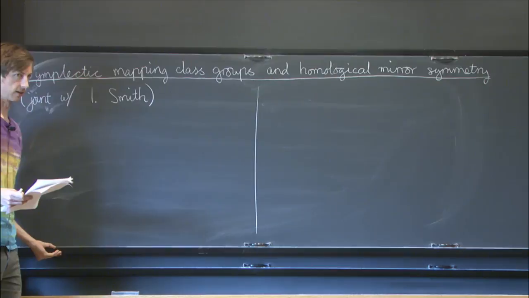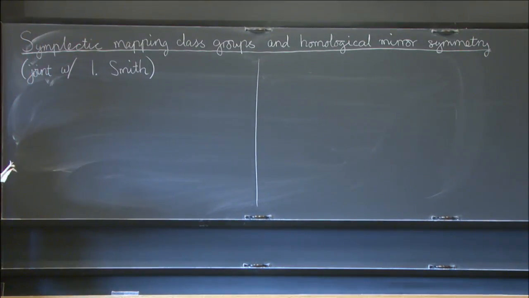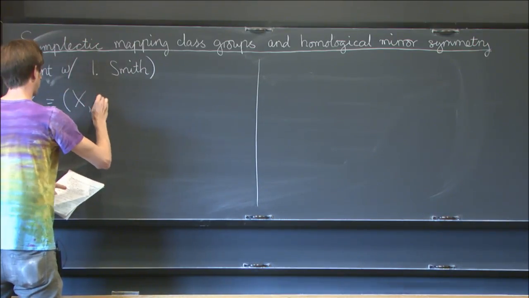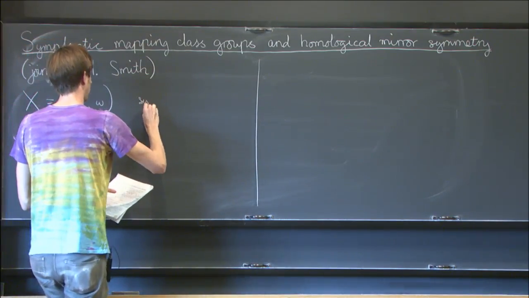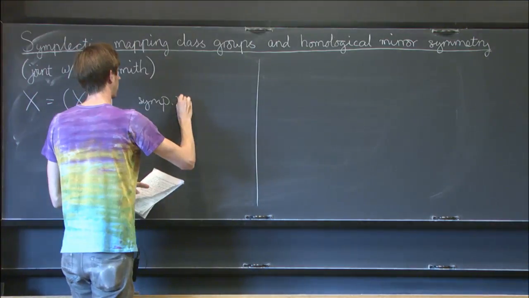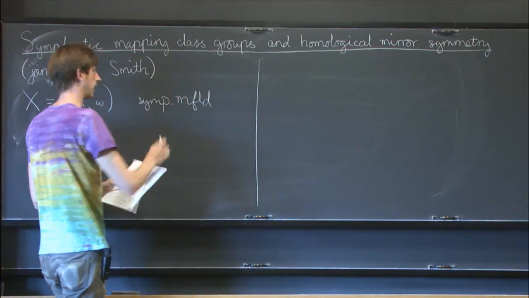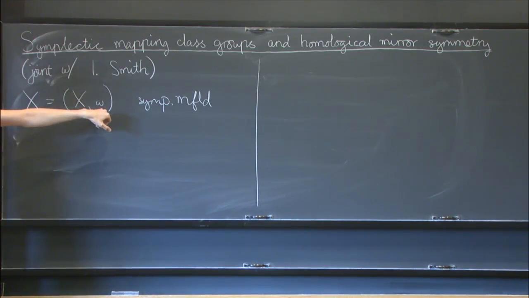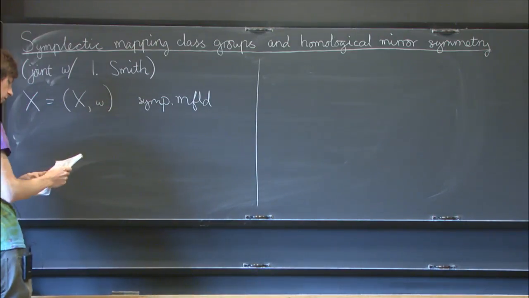So I'm going to start by giving some background about symplectic mapping class groups, following Paul Seidel's lectures on four-dimensional Dehn twists. A symplectic manifold is an even-dimensional manifold equipped with a closed two-form whose top power is a volume form. It's everywhere non-vanishing.